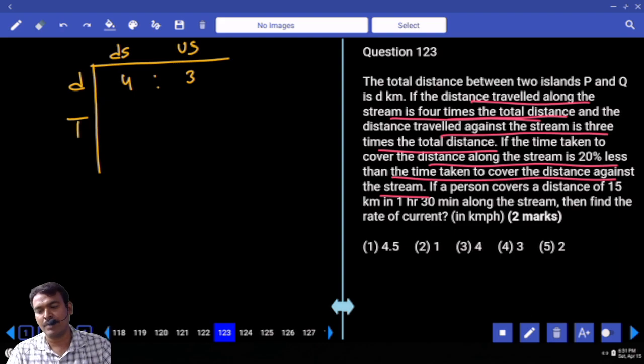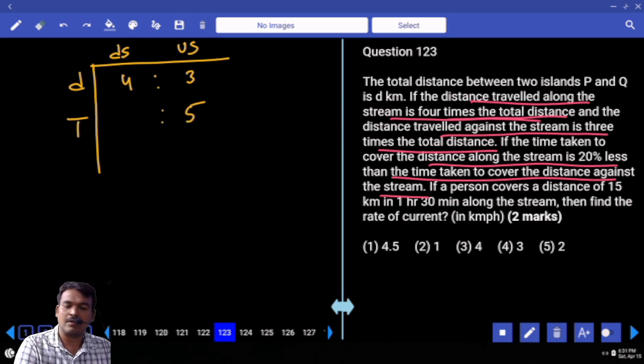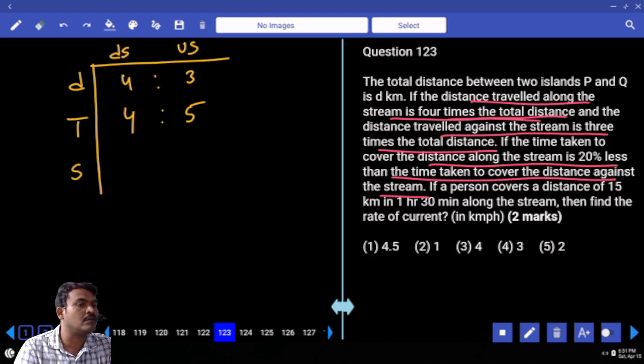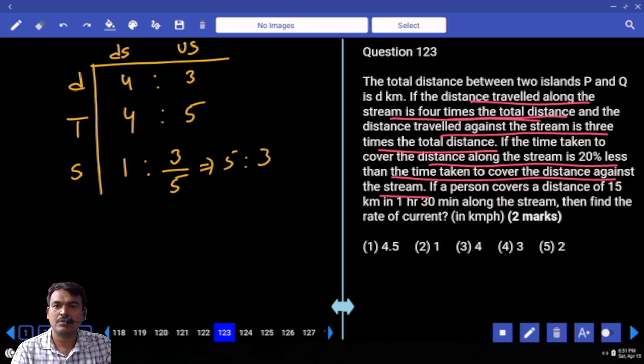Along the stream time is 20% less than against the stream time. Means against the stream is 5 parts, along the stream is 4 parts. We know the distance ratio, we know the time ratio, so we get the speed ratio. Speed is distance by time. 4 by 4 means 1, 3 by 5. What is the ratio? 5:3. Downstream speed 5 parts, upstream speed 3 parts.